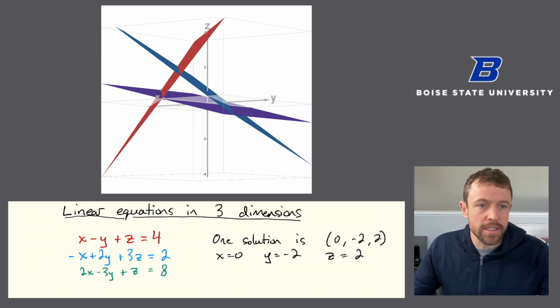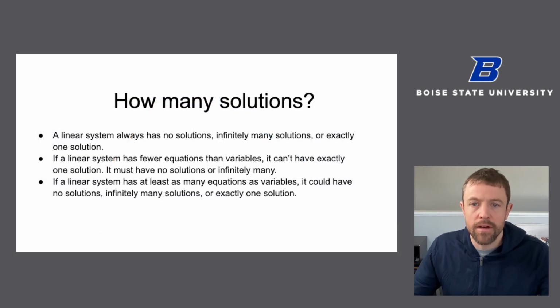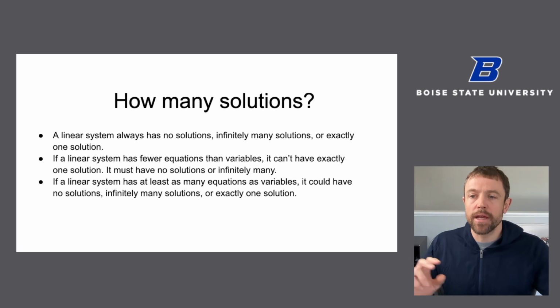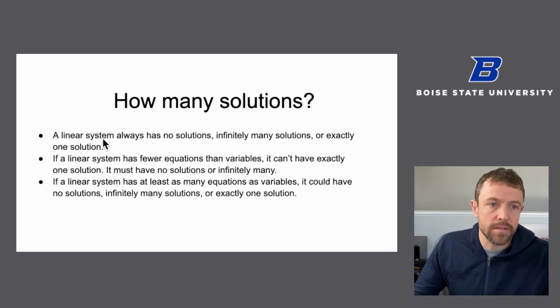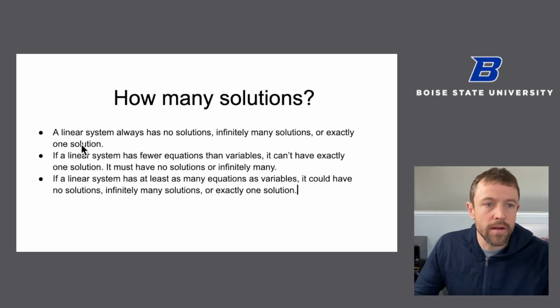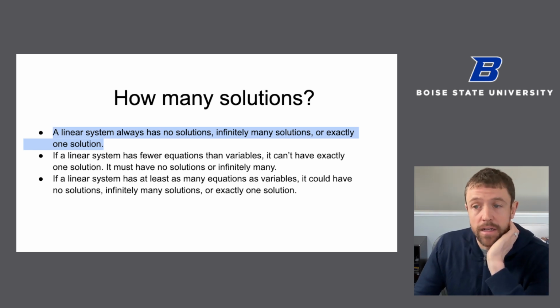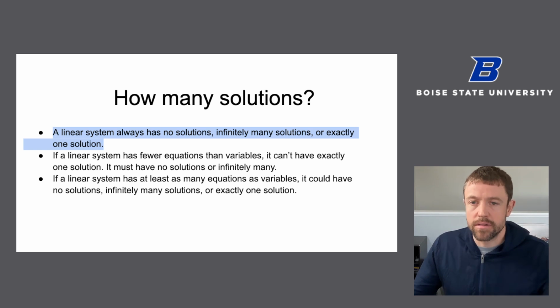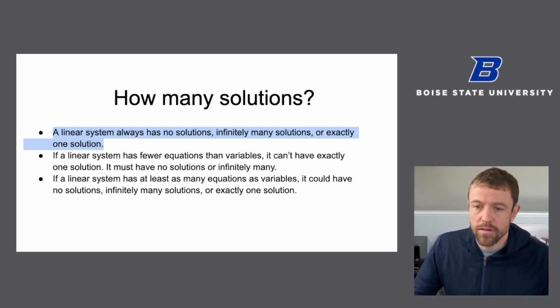So I want to summarize this, because this is one of the take-home messages of what I wanted to get out of this video: how many solutions can we get from a linear system? And so the first point, a linear system always has no solutions, infinitely many solutions, or exactly one solution, is the biggest take-home message. These are the number of possible solutions. In particular, you can't get 2 solutions or 5 solutions. If you have more than one solution, there are infinitely many.